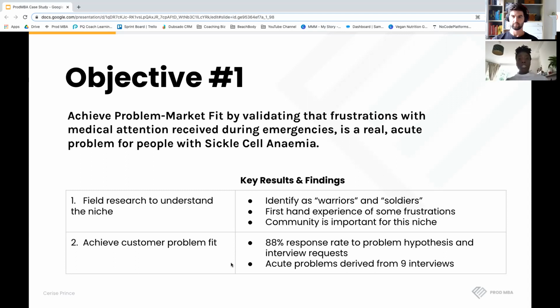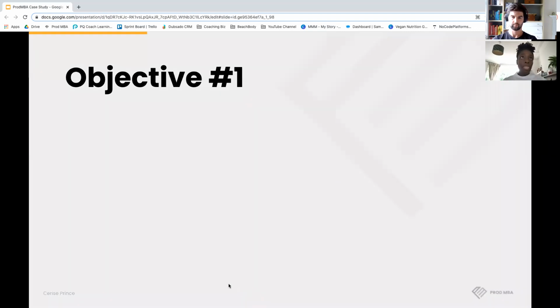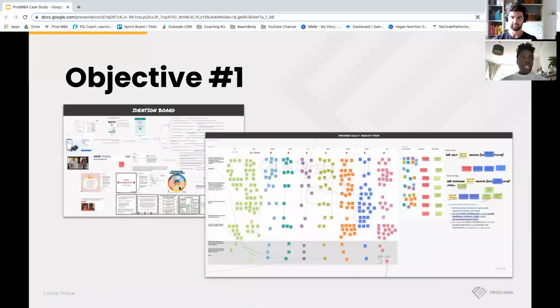So when I did go out to request interviews, there was a very high response rate and interest in engaging further. I managed to complete 9 interviews and identify quite a few acute problems within the space. This is just an example of my ideation board. The research I did involved listening to podcasts, going to forums, as I mentioned, and seeing what people were posting about. Through the interviews, I was able to come up with quite a few frustrations and potential avenues for solutions that we could create.